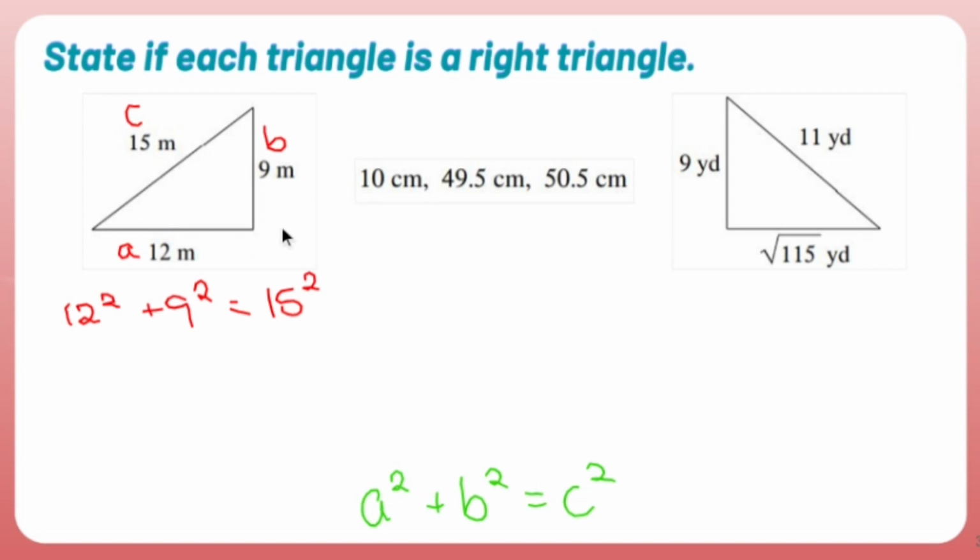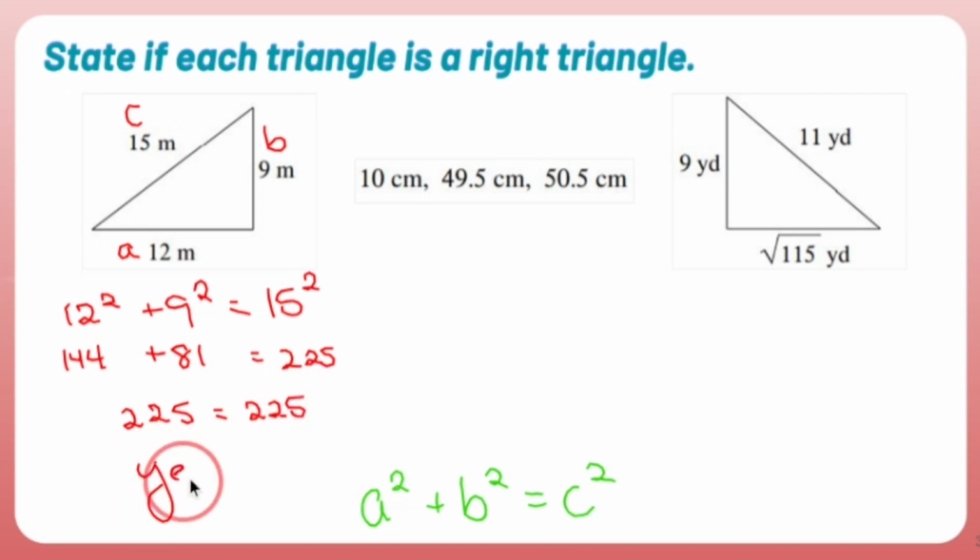If it does, it's a right triangle because it works for the Pythagorean theorem. If it doesn't, it's not a right triangle. It's still a triangle, but it's not a right triangle. So let's do the math. 12 squared is 144. 9 squared is 81. 15 squared is 225. 144 plus 81 is 225. Does 225 equal 225? Last time I checked, yes, it does. So this first one is a right triangle.